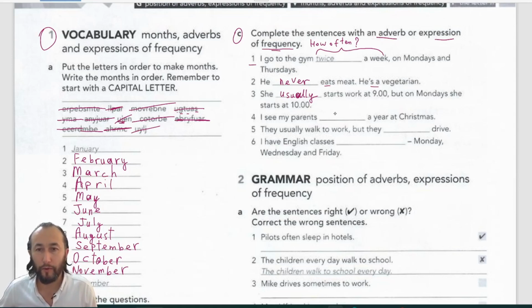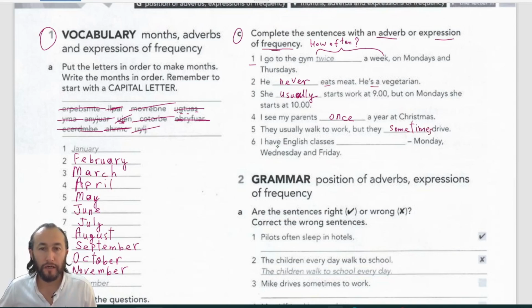So at Christmas, that would be once a year. Once a year. Number 4, they usually walk to work, but they sometimes drive.